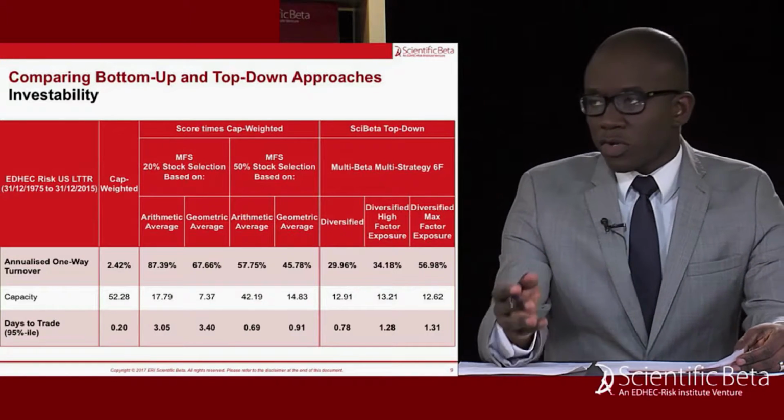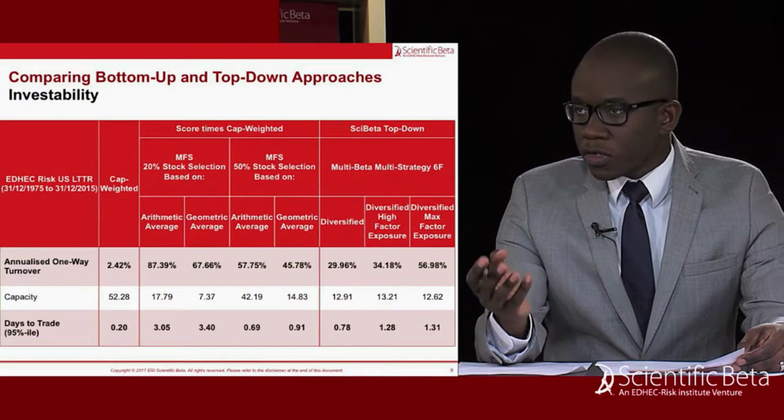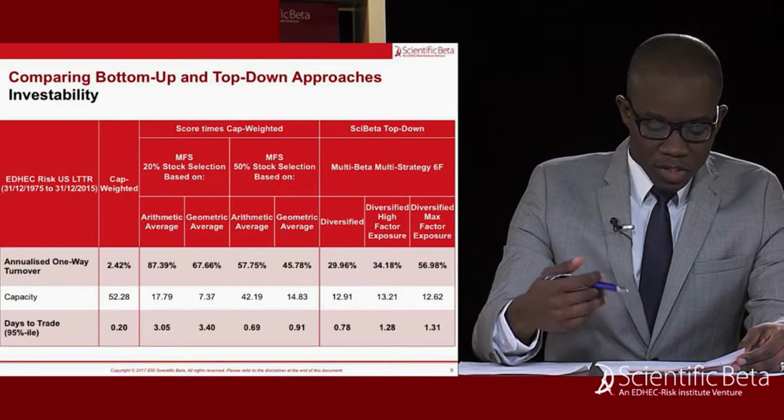Now, given that these bottom-up approaches are more concentrated, we would assume that they achieve higher factor exposures, but they are less diversified at the same time. So can we measure the benefits of diversification across the different indices? And if so, using what metrics do you use?